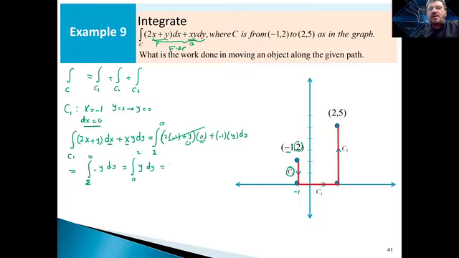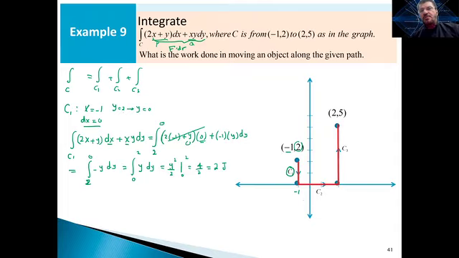Now the integration of y is y squared over 2 from 0 to 2. Put the 2, you get 4 over 2 minus 0, which is 2 joules. So to move the object from this top point down to the ground, it will take you 2 joules. It's positive.